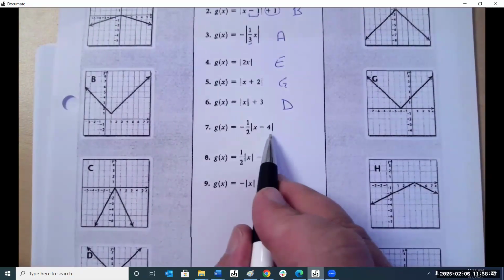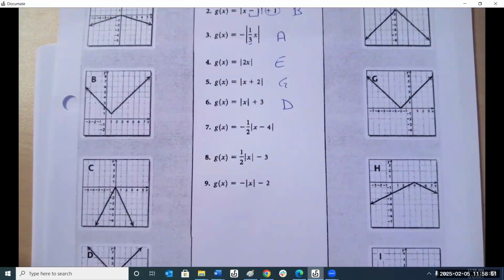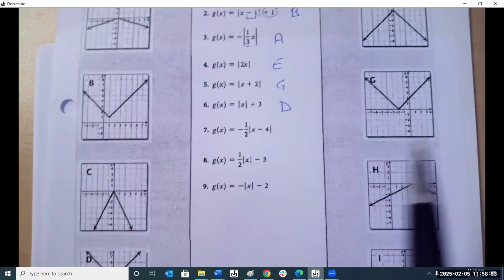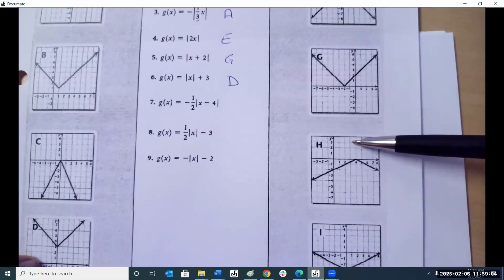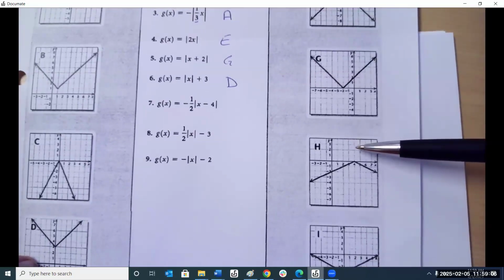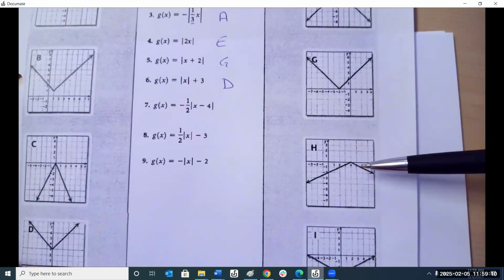Okay, now we have a couple of things here. Horizontally, what happens? Shifts to the right 4 spaces. So automatically, which ones can we throw away? A, B, C, D, E. Yeah, except H. I could figure that graph out just from that premise only and not have to look at the rest of the equation.